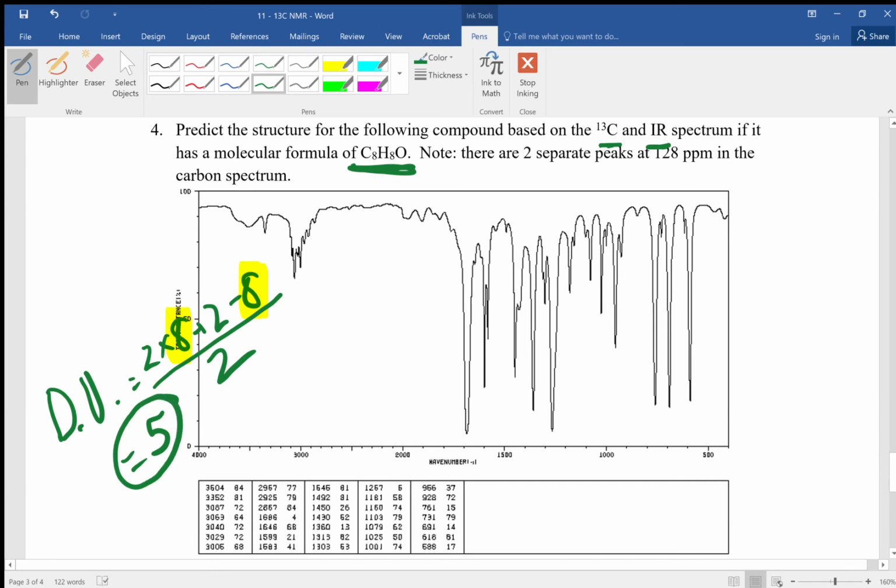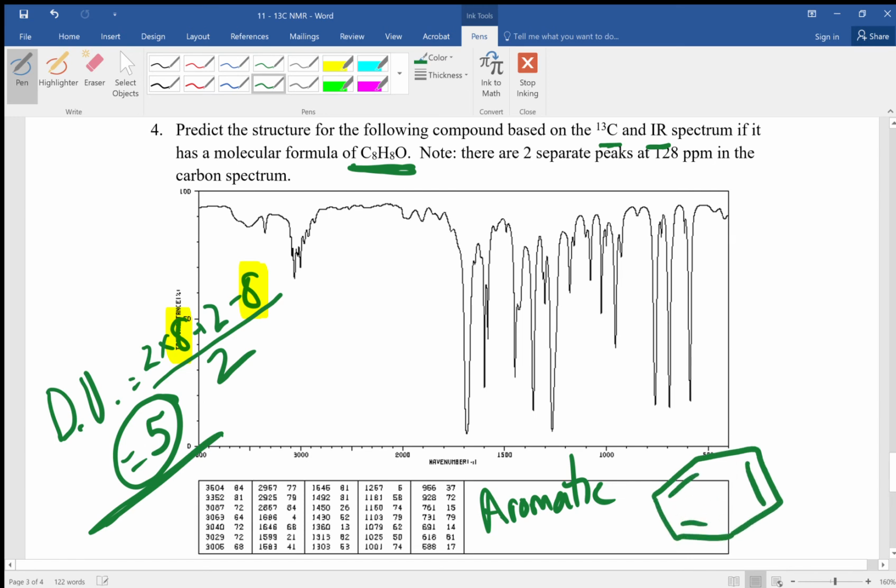So the first thing that suggests to me is that we probably have an aromatic ring. Why? Well, this is a lot of degrees of unsaturation for such a small molecule. And so the only way we can really get that high is with an aromatic ring, which will account for 4 degrees of unsaturation.